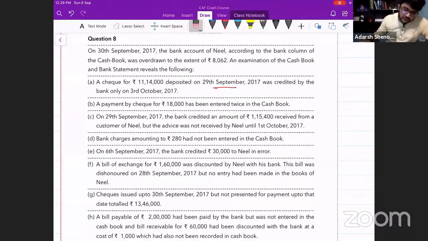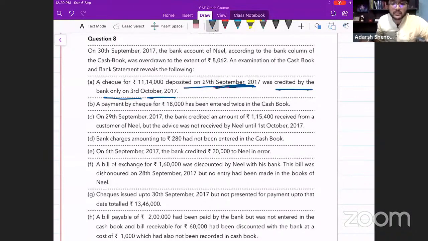Now, what is this point saying? A check for 11,14,000 deposited on 29th September 2017 was credited by the bank only on 3rd October 2017. This is what? As on 30th September, what is this? Check deposited but not yet cleared. Okay, that is what it means. Check deposited but not yet cleared on 30th September.